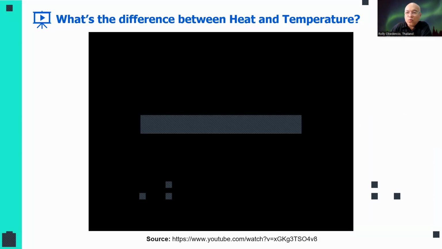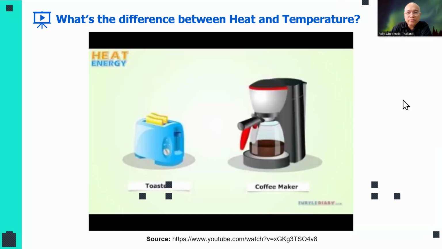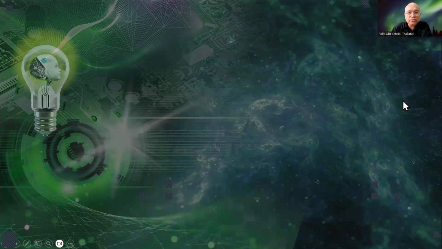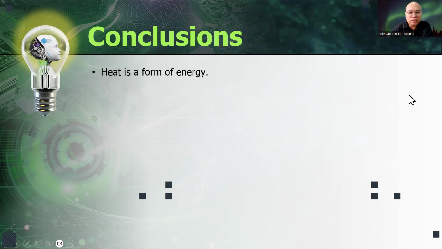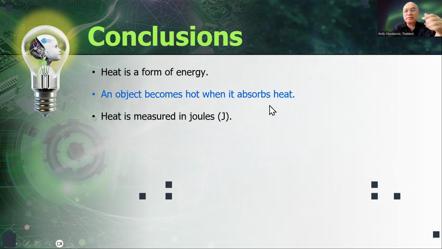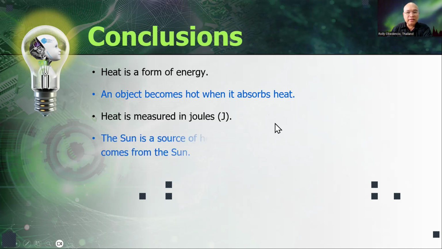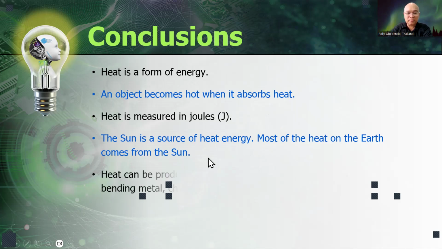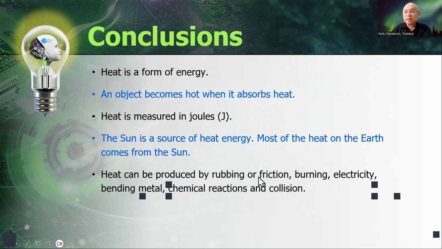Now that we have watched this video, I want you to see the conclusions: heat is a form of energy. An object becomes hot when it absorbs heat, and heat is measured in joules. And then you see here, the sun is a source of heat energy. Most of the heat on the earth comes from the sun. Heat can be produced by rubbing or friction, burning, electricity, bending metal, chemical reactions, collision, and even more.